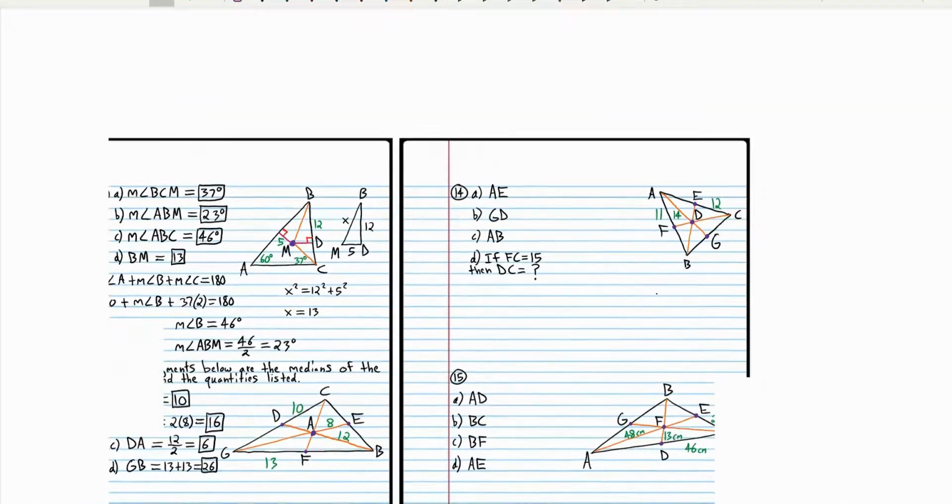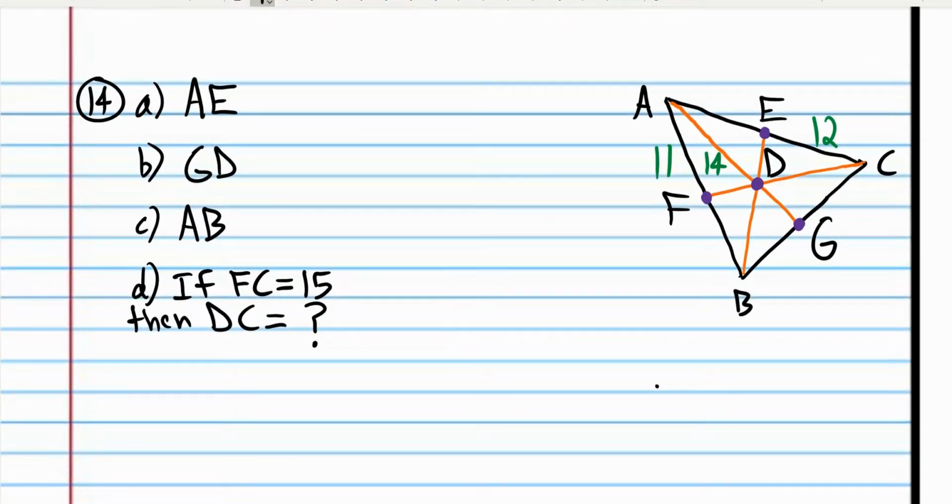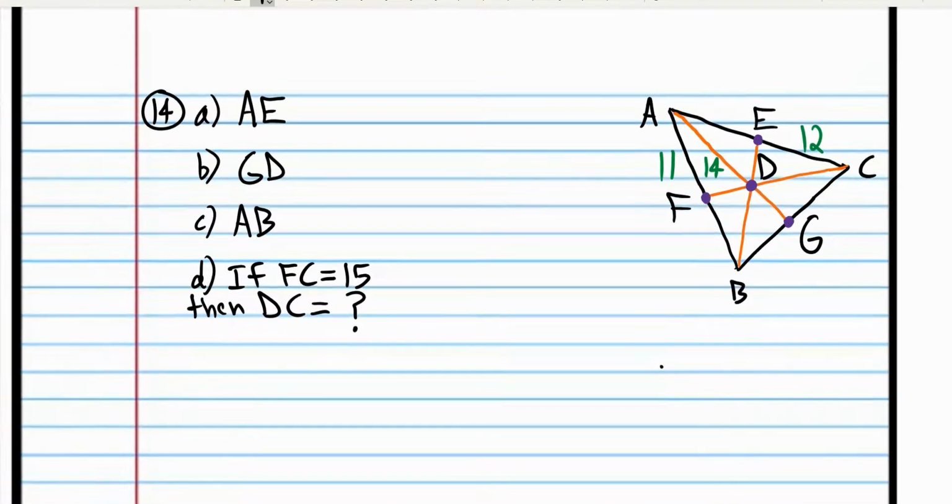All right, so let's try another one together before you try one on your own. And keep in mind, these centroids are always in the middle, or they're always inside the triangles. They're never on the triangles or outside the triangles. So we're told that the orange segments are medians. So because they intersect here, that must be the centroid. AE is 12 because, again, these are medians, so that's the midpoint. So if this is 12, this must be 12 also.